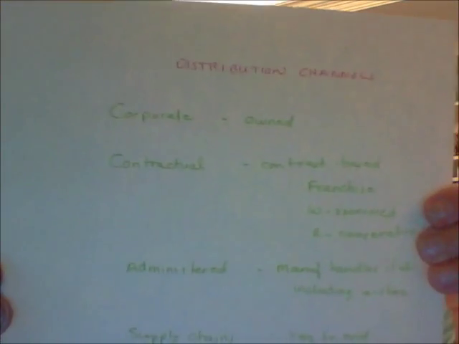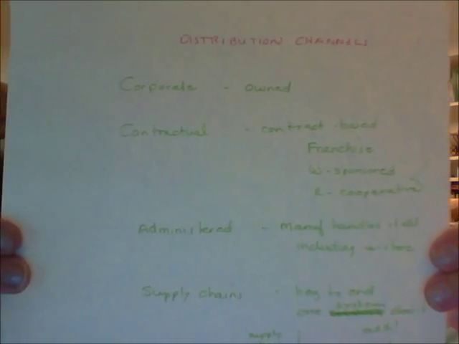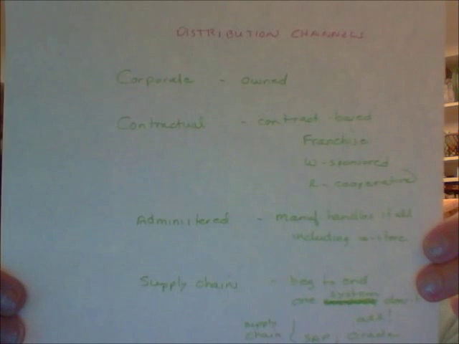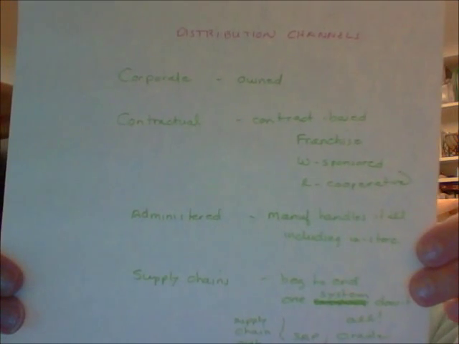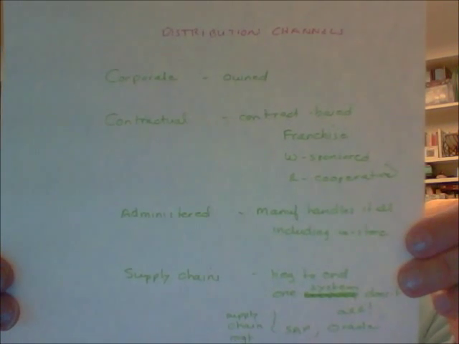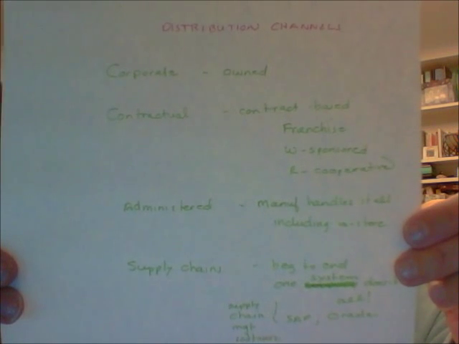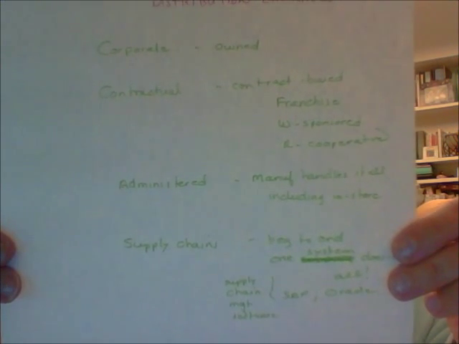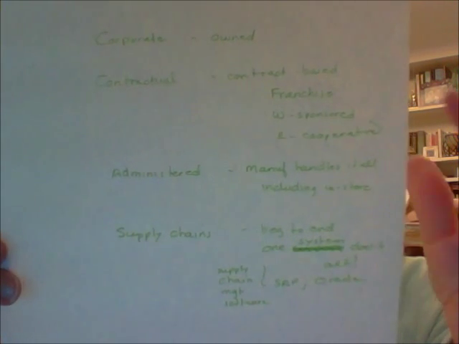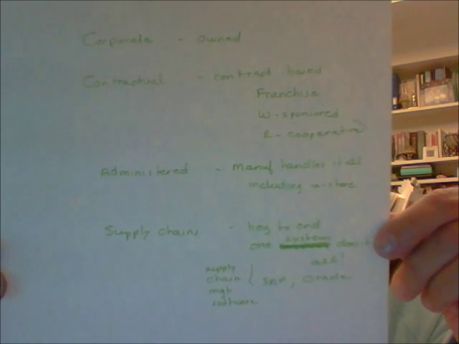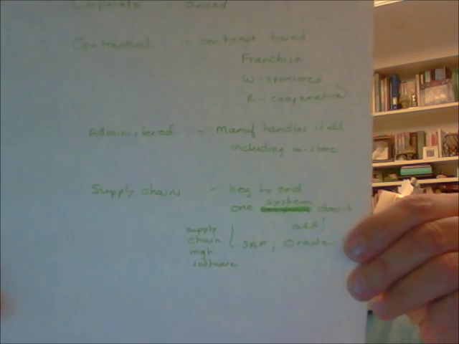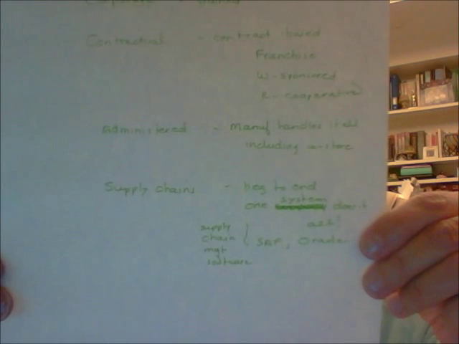Distribution channels. All right. The corporate distribution channel means everything's owned right from the beginning to the end. The contractual is, no kidding, based on contracts. And we've talked about franchise contracts before, but you can also get wholesaler-sponsored contractual arrangements, and that would be a wholesaler that goes out and signs up retailers to use them. And then you can get retailers who get together and create a cooperative so that they buy centrally and distribute among their stores. Each of the stores is independently owned and operated, but the cooperative might be jointly owned and operated. Administered ones, that's where the manufacturer handles it all, including in-store.